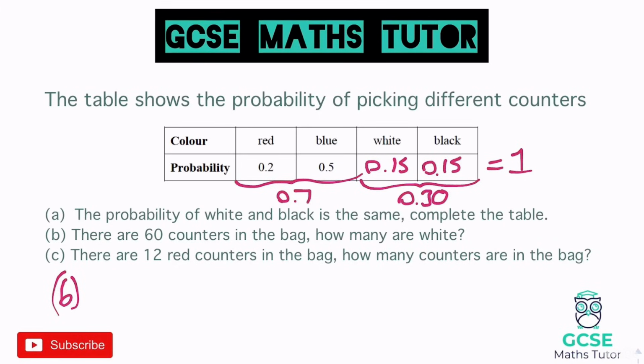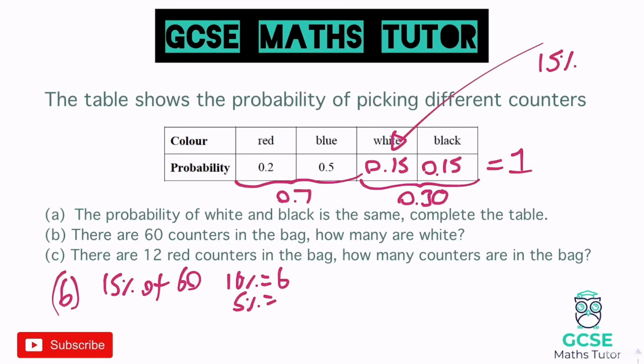How many are white? Now if we look at the probability of white, which is over here, 0.15 is 15%. So really all this is asking us to do is to work out 15% of 60. And we can do that nice and easy. 10% is 6. 5% is half of that, which is 3, and add them both together, and that's 9.